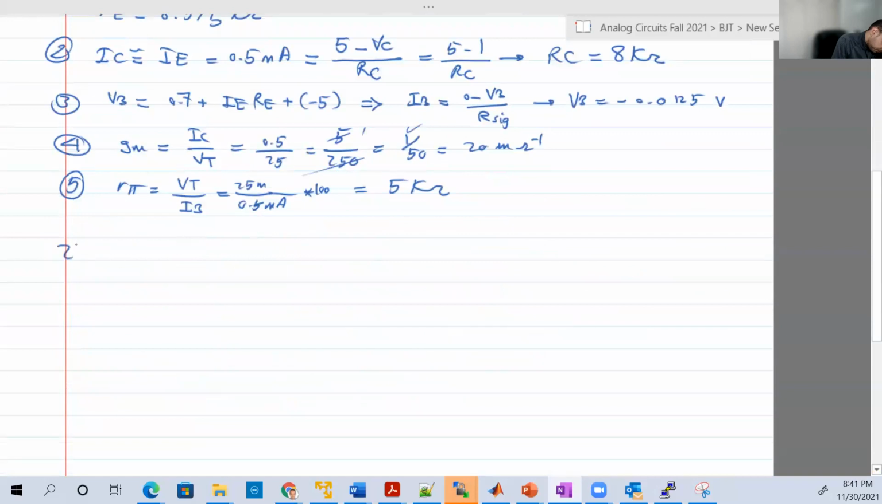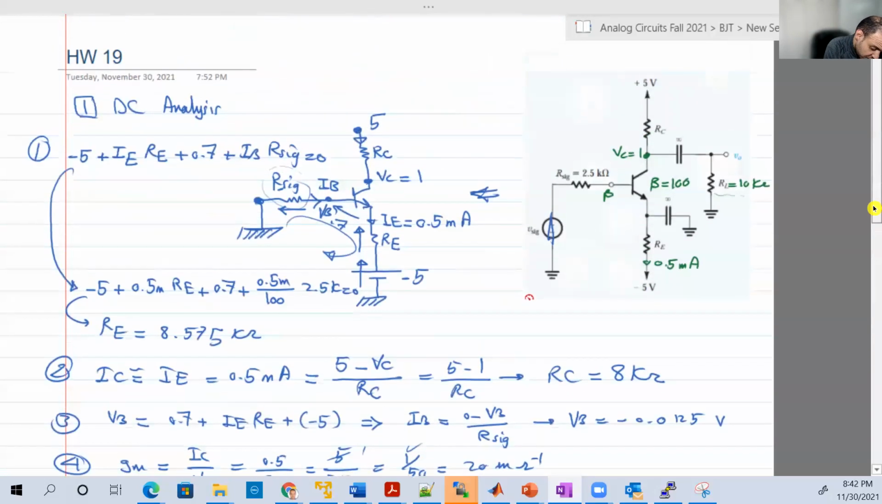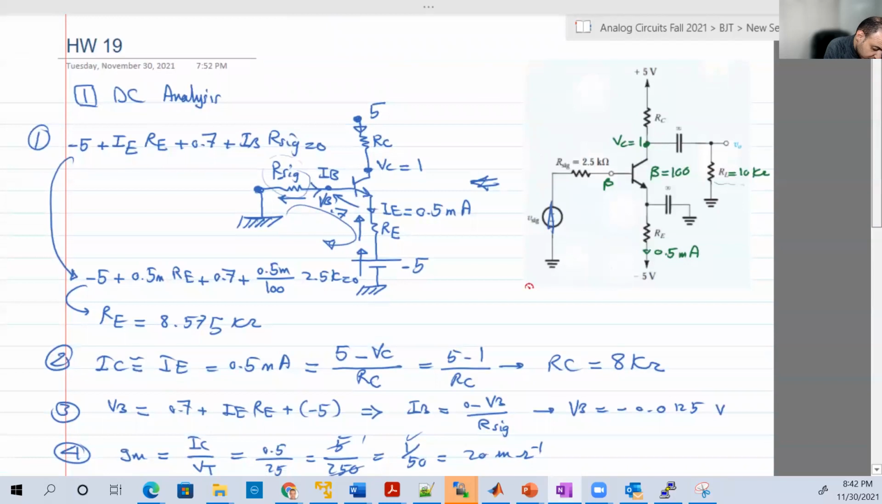Now number 2, the AC analysis. In the analysis, what we do is we cancel the DC sources. We have here 2 sources. We have the -5 and the 5. And again, to cancel a DC source, we cancel its effect. So we're gonna short it. We're gonna short the 5 and the -5. Okay, and we're gonna short the capacitors as well. So let's draw the circuit after we do that.